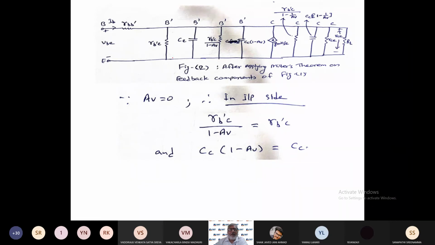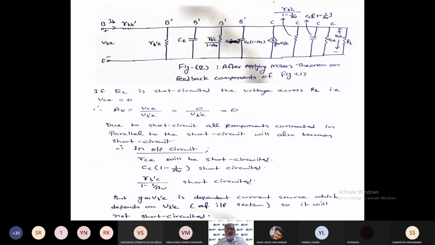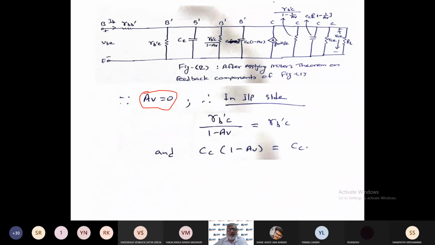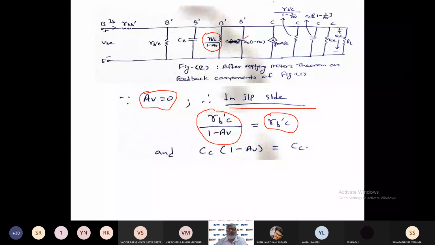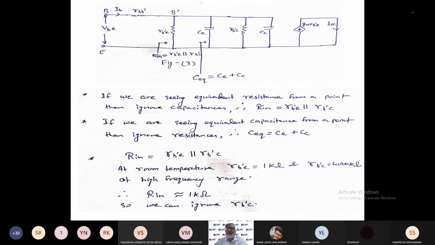But another, now we will see at the input side. At the input side, since AV is 0, already we have seen that due to the short circuit, AV will become 0. If AV becomes 0, then in the input side, you see this expression. Here AV is 0. So this expression will become RB'C. Now see this expression, CC into 1 minus AV. AV is 0, so this expression will also become CC. So now you see the circuit diagram, how it looks.